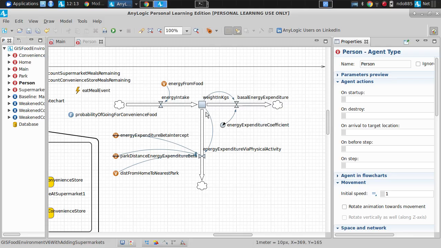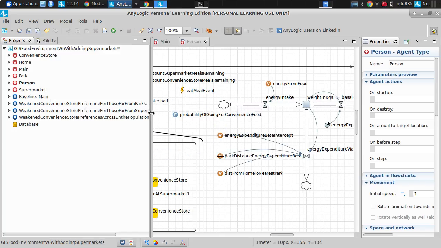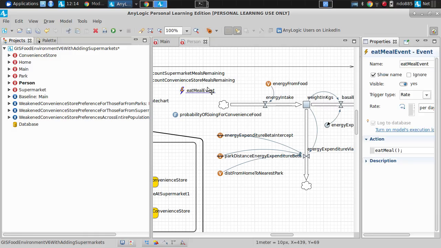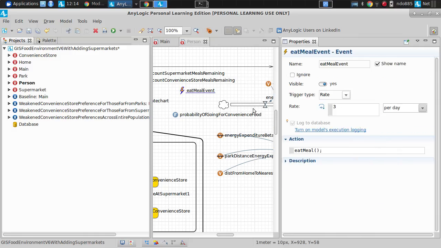And if anyone's interested, I could show you a very, very detailed model of this that is actually physiologically very well calibrated and suitable for use in a model like this at an agent level. But let's go check what happens here. So I guess I should finally say they want to eat a meal 3 times per day. So this eat meal event goes off 3 times a day, and they get a hankering for food.